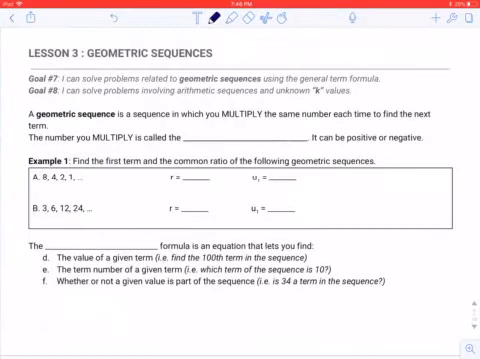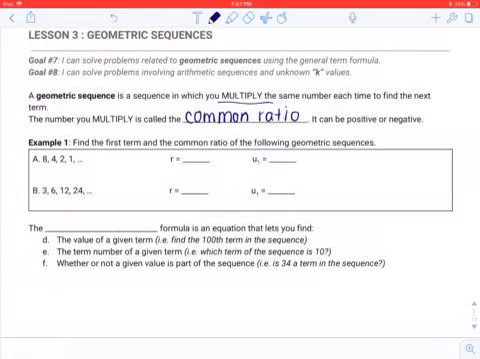All right, so let's talk about geometric sequences. So far, we've studied arithmetic sequences, where you have a number sequence, and in order to get the next term, you add the same number each time. Geometric sequences are similar, except to get the next term, you're going to multiply by the same number each time. And that number that you multiply by is called a common ratio. The common ratio can be positive or negative, it can be an integer, or it can be a fraction.